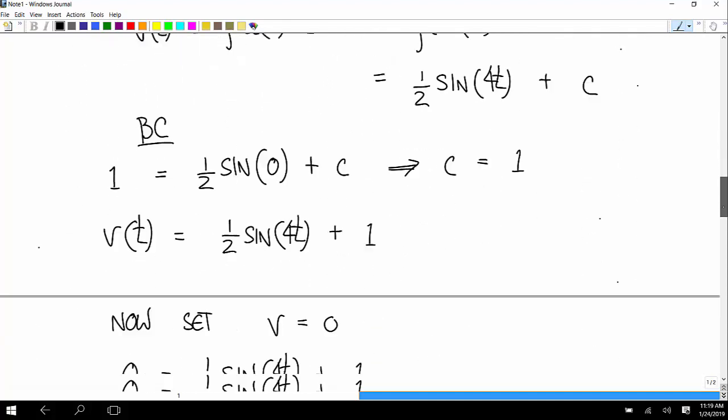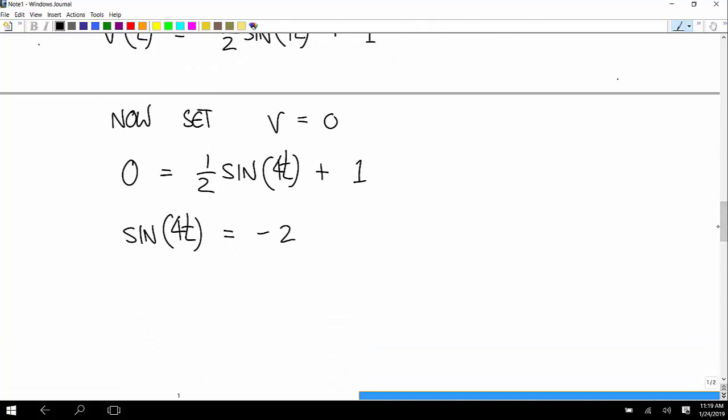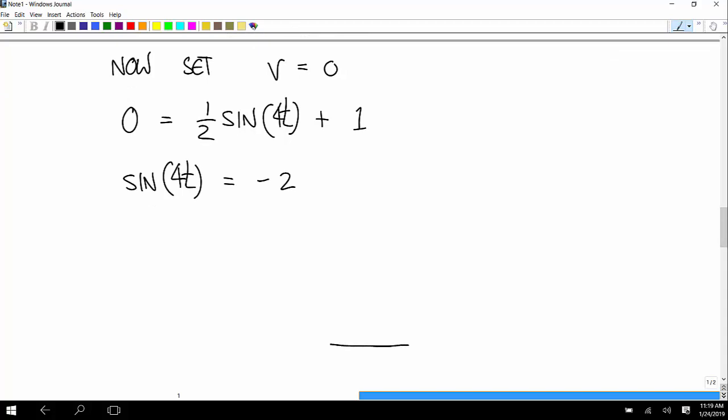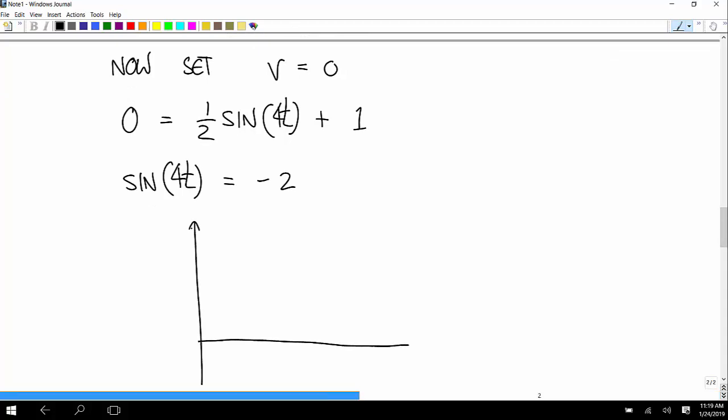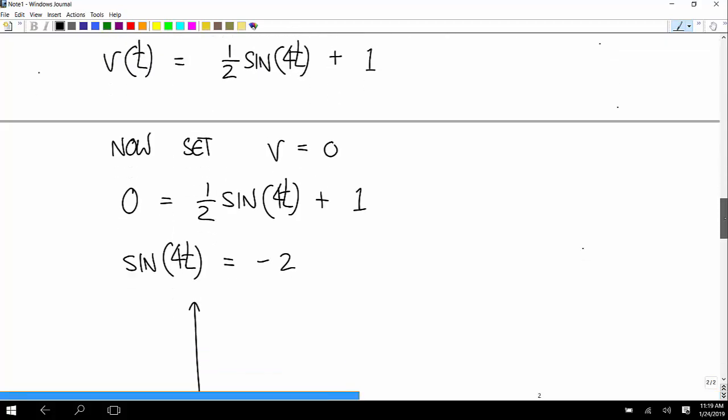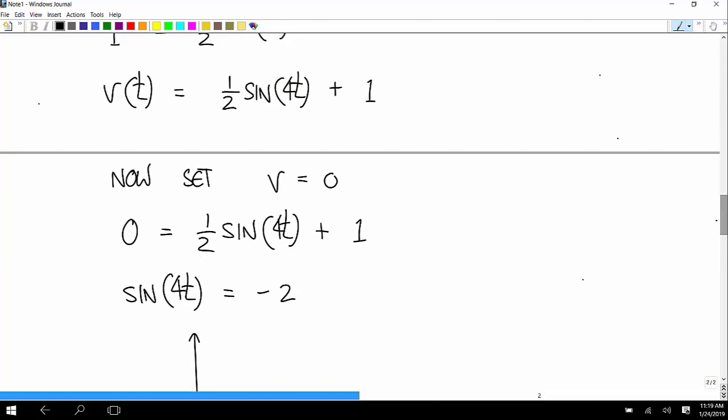So now for the velocity versus time graph, we have something like this.